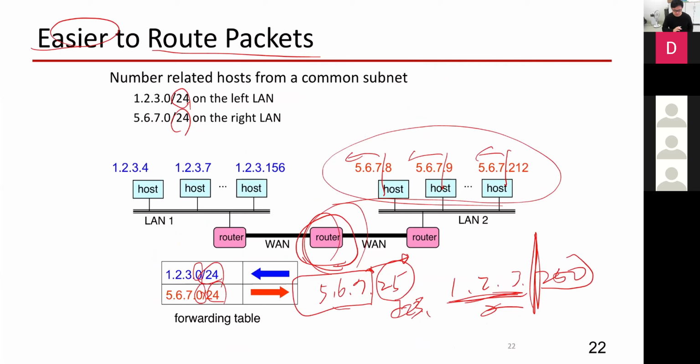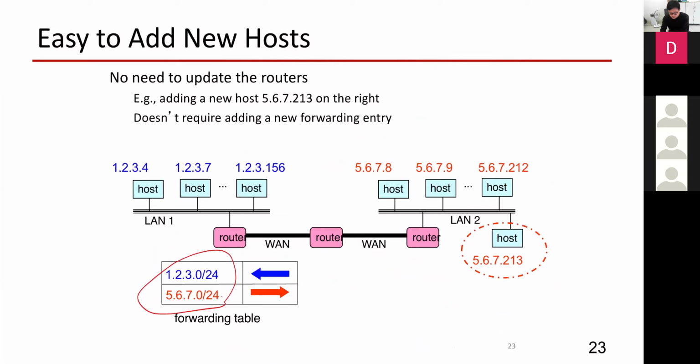It is also easy to add a new host. Previously, if a new host was added, I had to register it to my router, then go to that higher router and maintain my update. But here, if I'm just adding a host with a 213, I only need to update my router. My higher router doesn't need to, because whoever ends up here will be forwarded to me. That's my job. This is SUNY Korea's job, not KT's job.